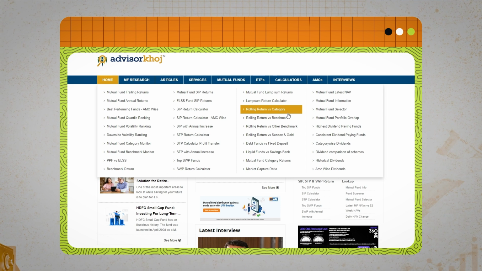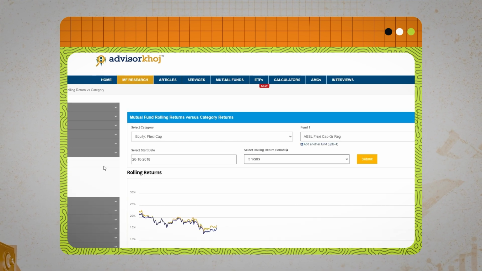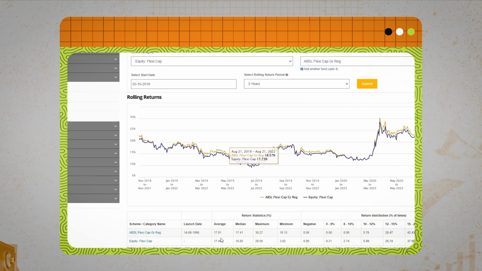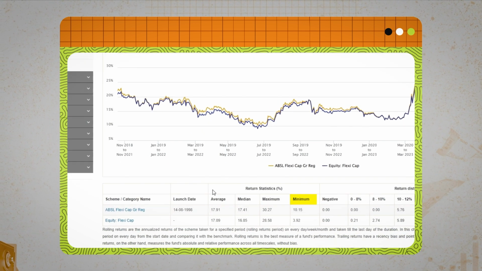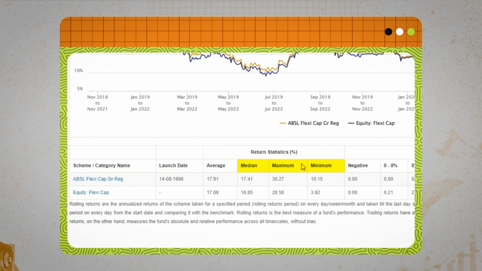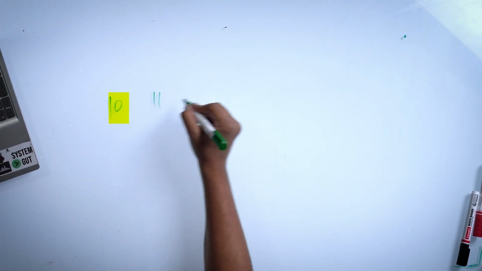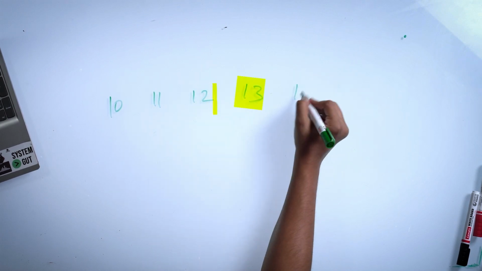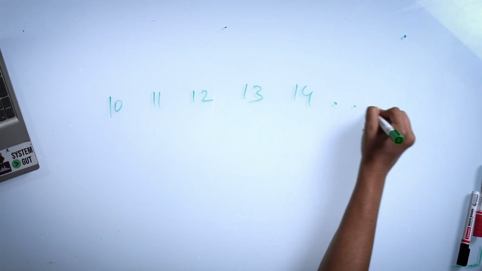Let's begin with performance. So I'm using advisorcoach.com, and over here all I'll do is I've clicked on rolling returns. We can see that we have 3-year rolling returns here, called minimum, medium, and maximum. But what the hell is a rolling return? I'll quickly explain this. So let's suppose we're analyzing the returns for 2010, 11, 12, 13, 14. You get the idea, all the way ahead.